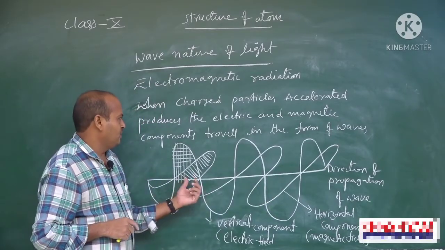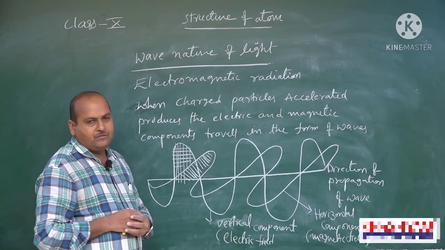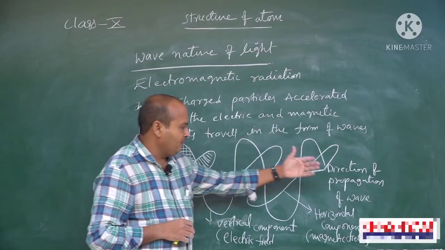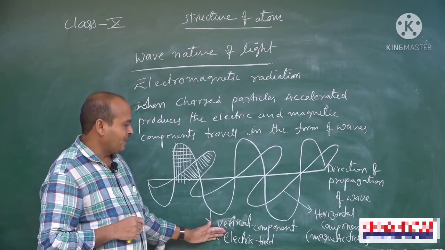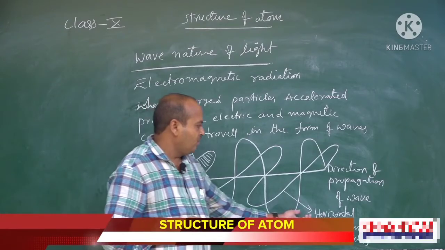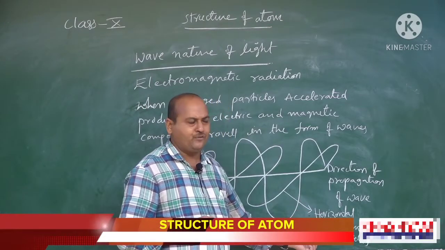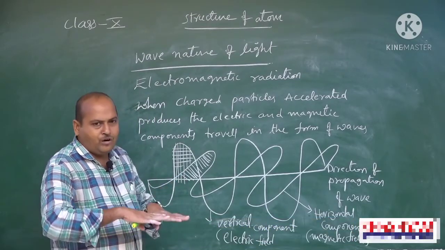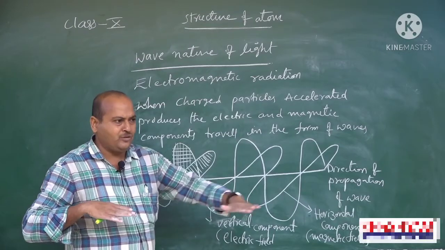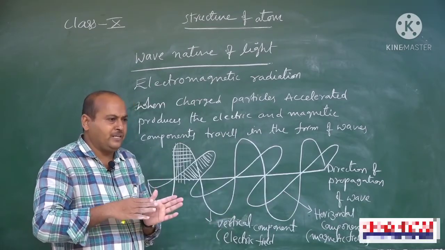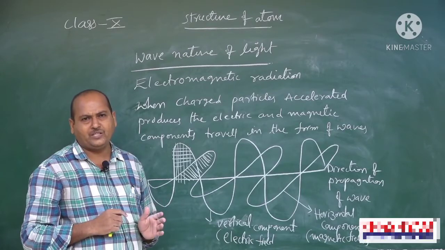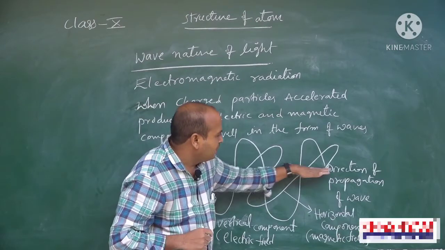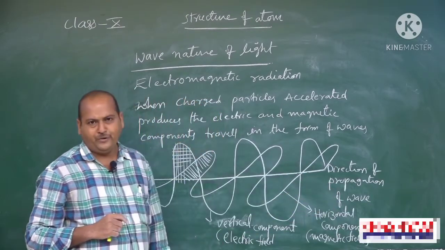So electromagnetic radiation has two components, vertical and horizontal. The vertical component is taken as the electric field, and the horizontal component as the magnetic field. These two are perpendicular to each other, and both are at right angles to the direction of propagation of the wave.